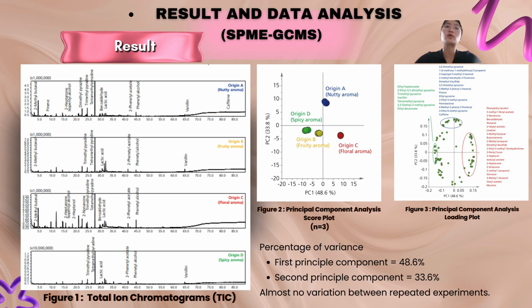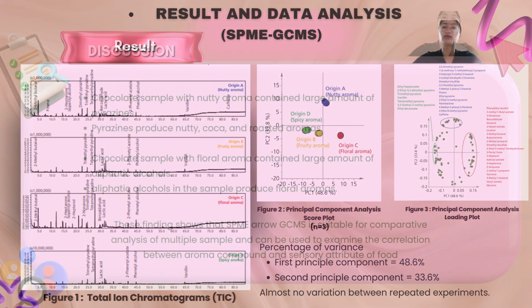Then, principal component analysis is performed to explain how these compounds relate to the primary sensory attributes. They use the first principal component, which is 48.6%, and the second principal component, which is 33.6%. The percentage of variance is explained where there is almost no variation between repeated experiments, showing that this technique gave highly reproducible results. The sample data was then plotted according to the geographical origin of cocoa.